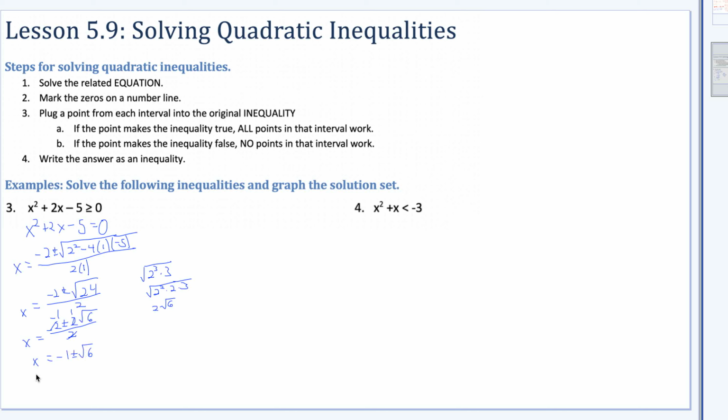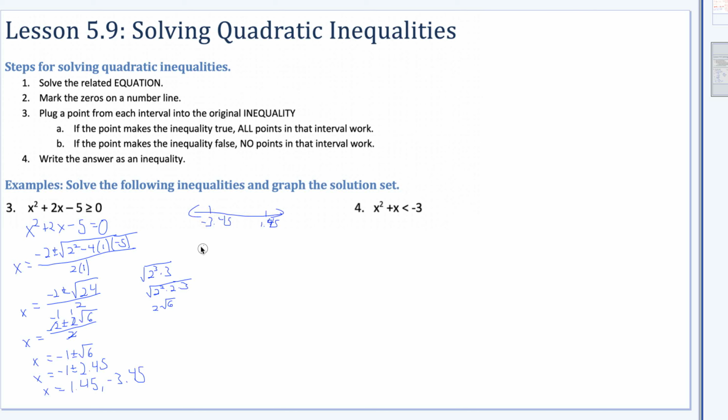Now we want to put this on a number line, so we're going to get an approximate value for the square root of 6, which is about 2.45. So we got -1 plus or minus about 2.45. And so we have two answers here. We have -1 plus 2.45, which would give us 1.45. And then we have -1 minus 2.45, which would be -3.45. And so those are the two numbers we can put on a number line. We got the -3.45 and 1.45.